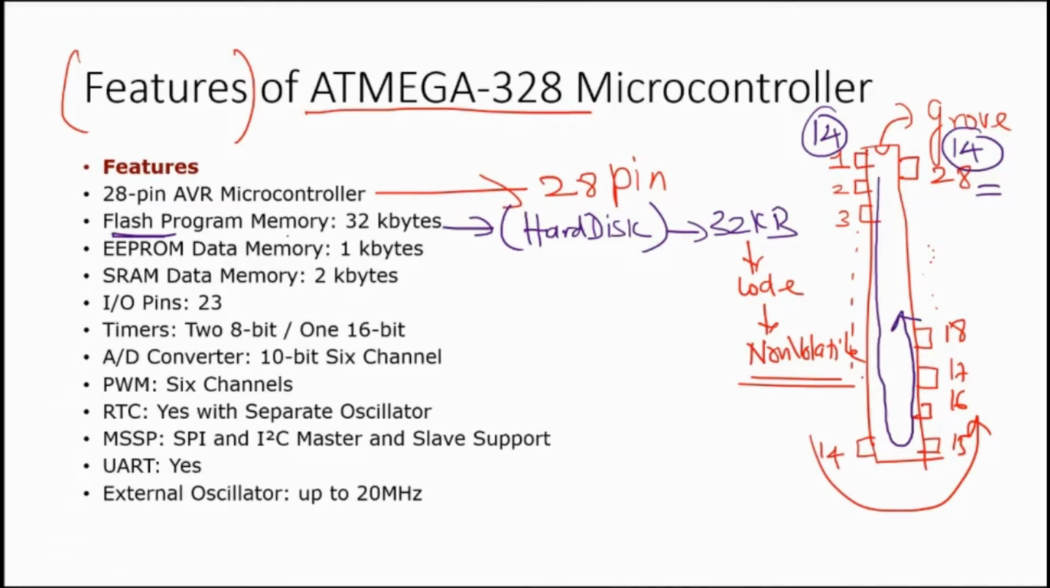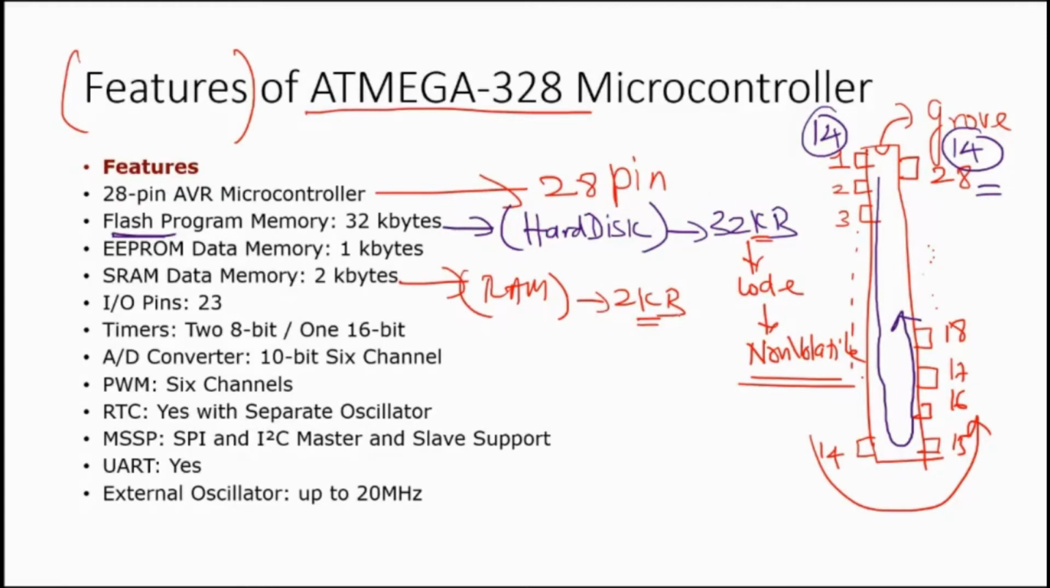The second type of memory is the RAM. What is the size of this RAM? 2 KB. We are not talking about GBs or TBs. We are not even talking in terms of MBs. We are talking in terms of KBs. They are extremely small sized devices.